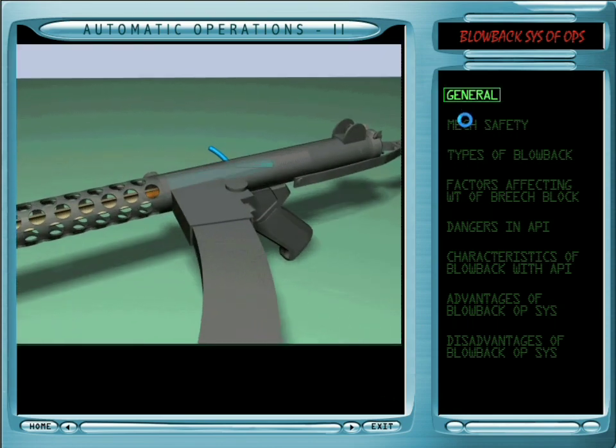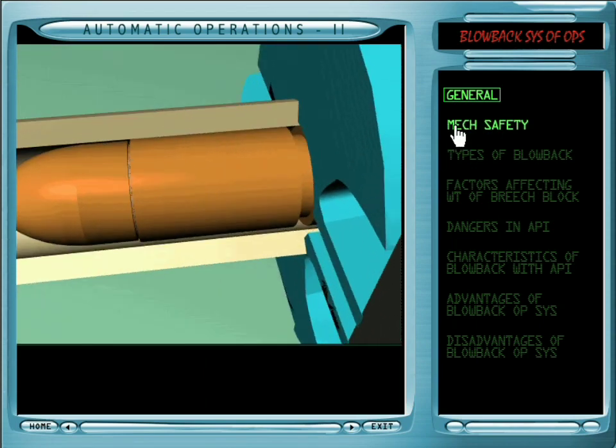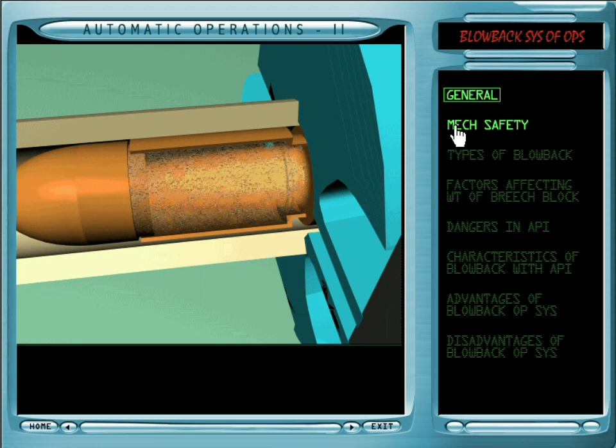Blowback system of operation. When a round is fired, gas is produced. This gas acts on the cartridge case in all directions. In the frontal direction, it acts on the bullet.